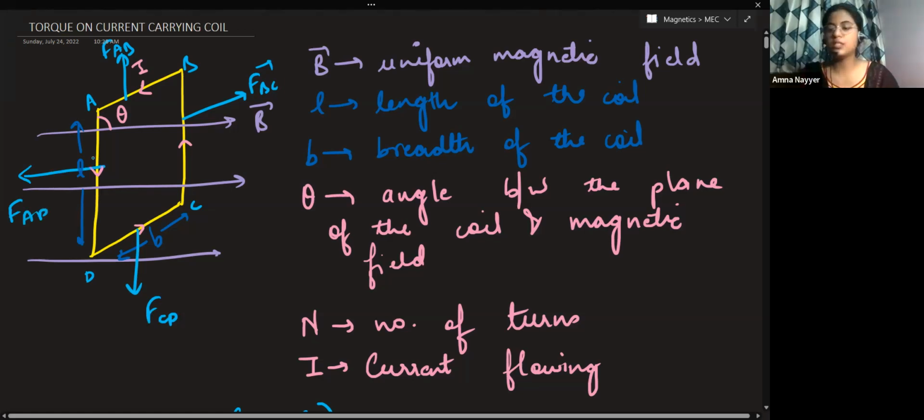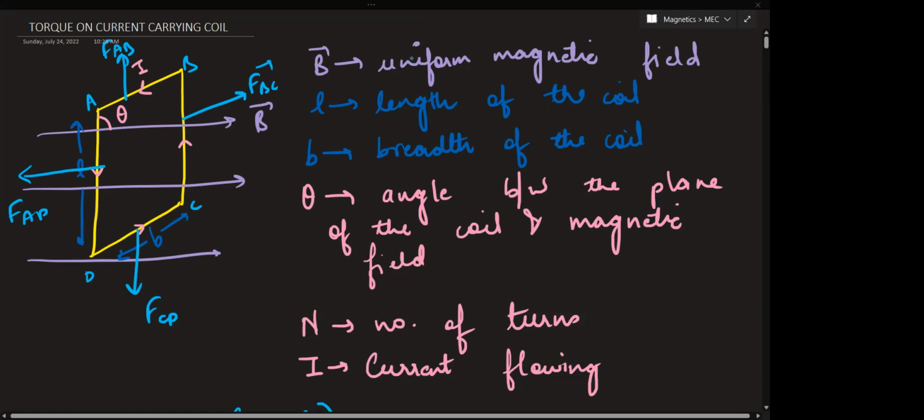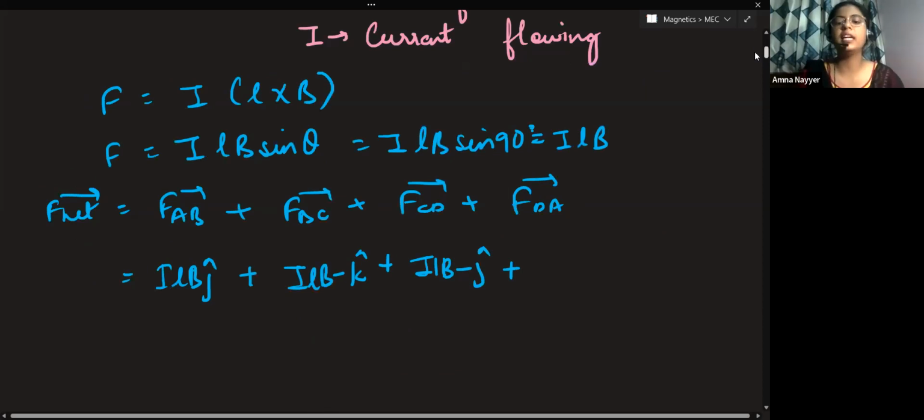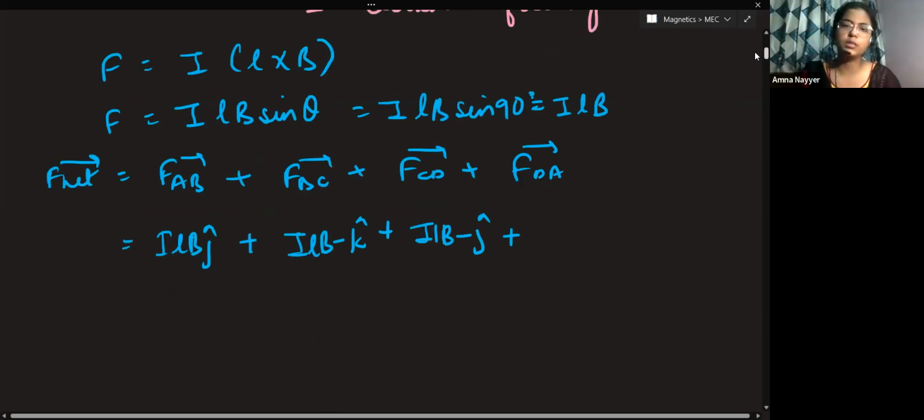First, tell me, is the direction clear for all of you? Any doubts? If it's clear, then good. So FAD is pointing outward, and if it's pointing outward, the unit vector will be plus k cap. So can anyone tell me what is the net force? What's the value of net force that I'm getting?